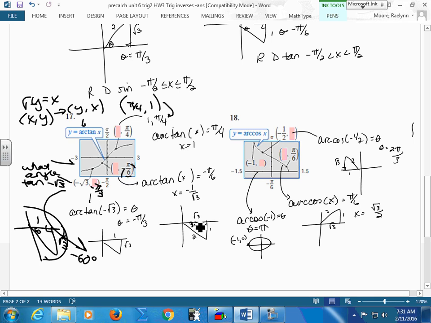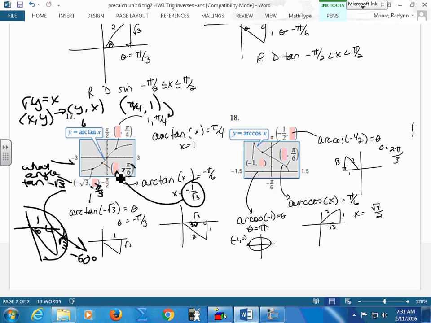Label my triangle. What's the tangent? The tangent is y over x. That's what goes right in here. Negative 30 degrees has a tangent of negative 1 over radical 3. It's just swapped out because this is the inverse curve.